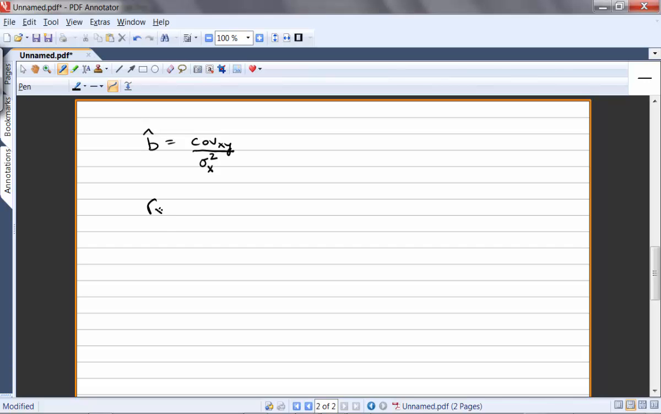And then the Pearson correlation between x and y is the covariance of x and y divided by the product of the standard deviations of x and y. Clearly you can see that there must be a relationship between these two. You can get one from the other and vice versa. So what is this relationship between b hat and r? Well, it turns out it's this.